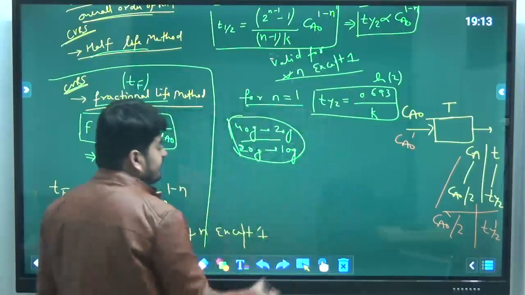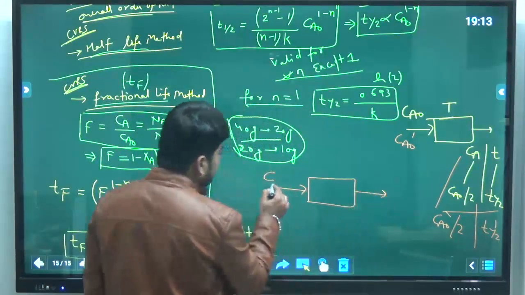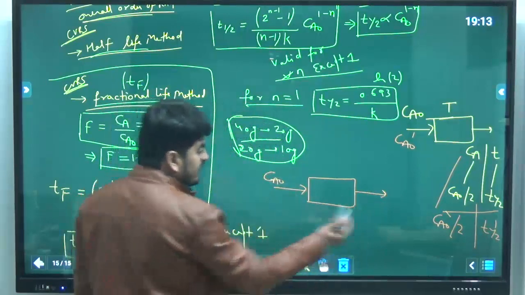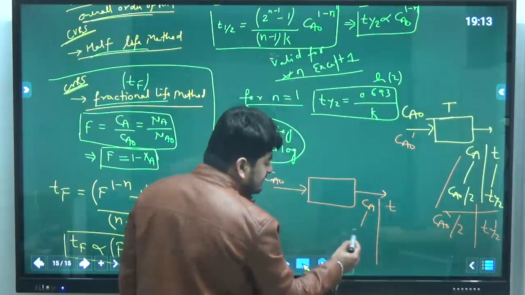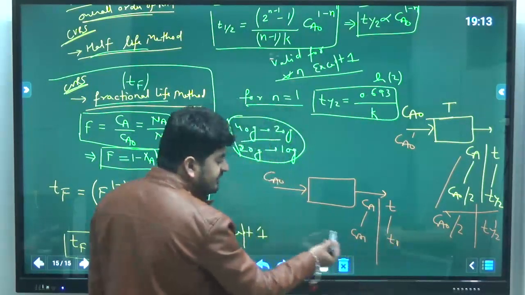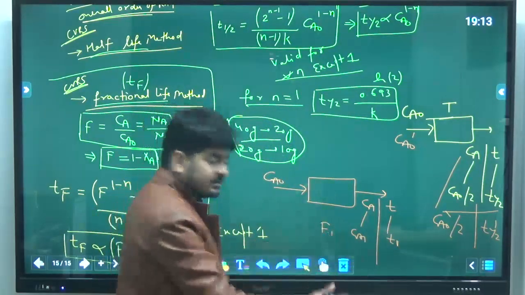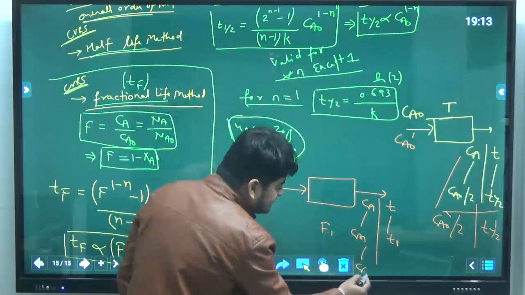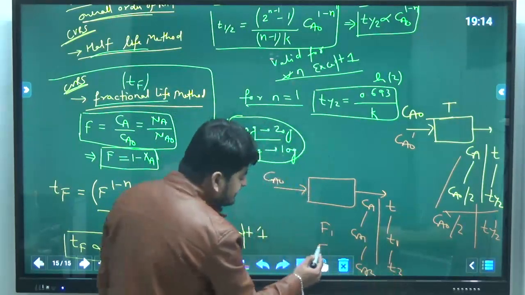But in the fractional life method, the advantage is that whatever Ca naught I'm sending, I will tabulate the data between Ca versus t. At this time the concentration is Ca1, let's say that is t1, and this Ca1 means F1. I can extend the same experiment further. So when this concentration is Ca2, the time will be t2, and Ca2 means this is F2.